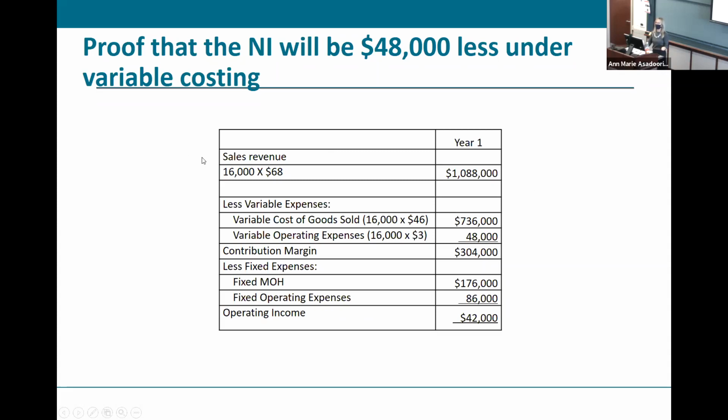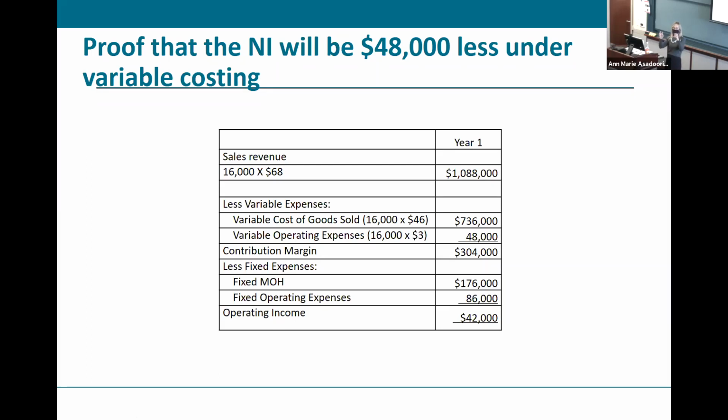So just take a look at this. Still, everything is the same for sales, right? You're still selling the same 16,000 units. But remember, your contribution formatted income statement does not set your expenses up by how they function. It is no longer about product and period.